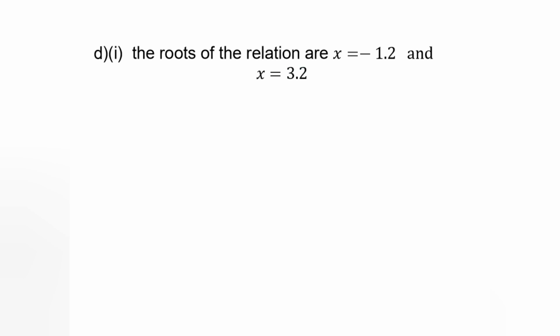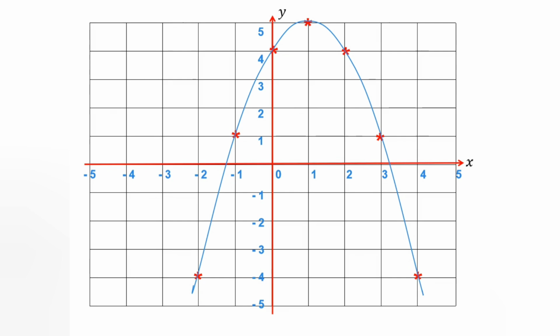So it means that the roots of the relation are x is equal to negative 1.2 and x is equal to negative 3.2. Yes, so that's it. Now let's look at the last question.